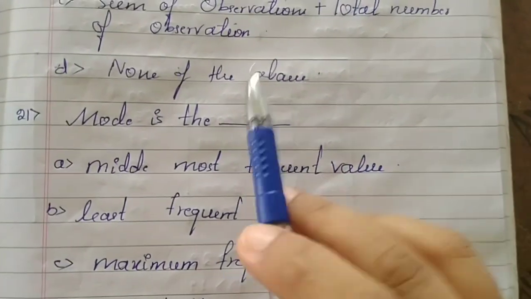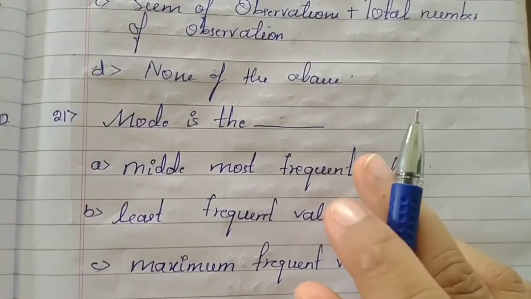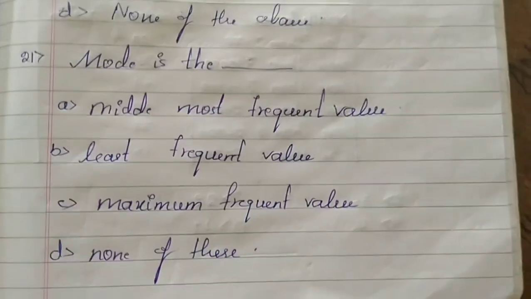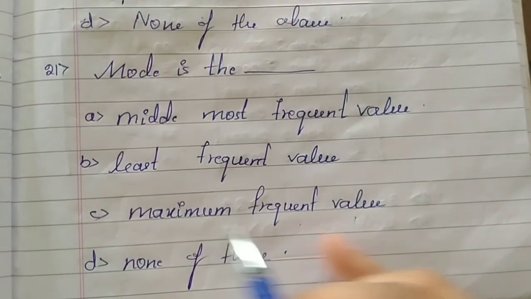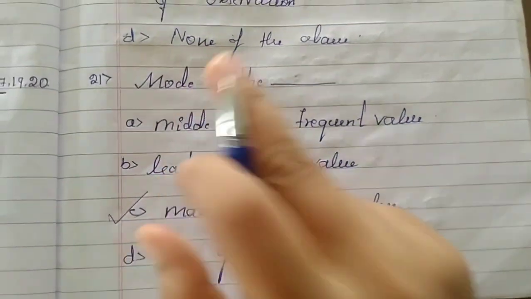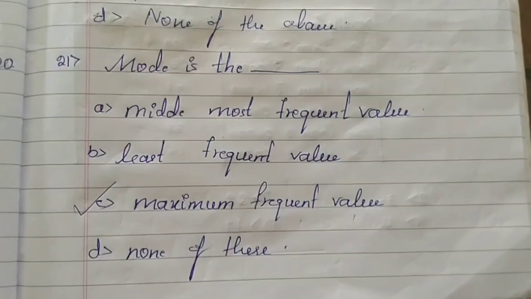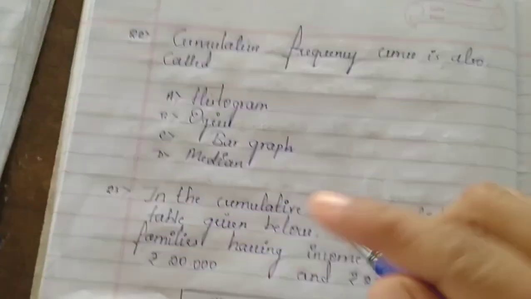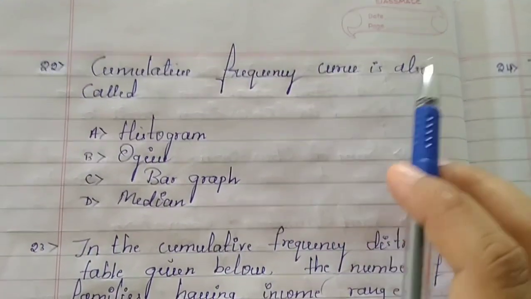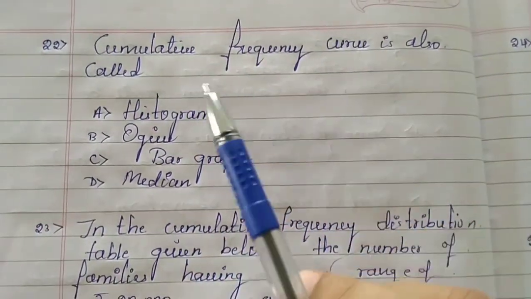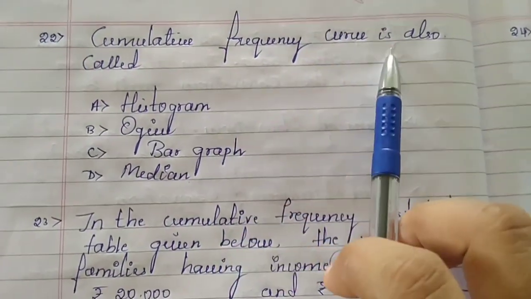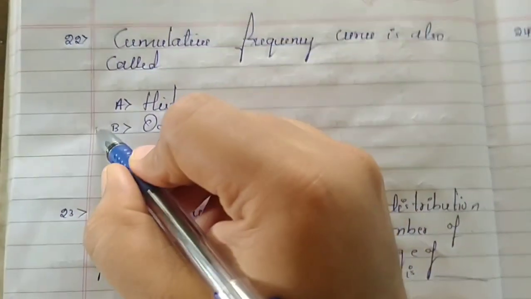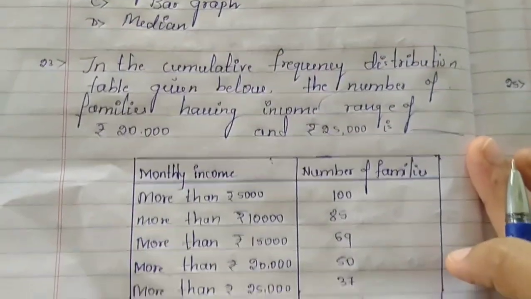Next, question 21. Mode is the dash. Mode is the maximum frequent value. Okay, so the maximum frequent value is the mode. Therefore option C is the correct answer. Now let us see the next question. Cumulative frequency curve is also called as dash: histogram, ogive, bar graph or median. So the cumulative frequency curve is also called an ogive. Okay, now let us see the next question here.